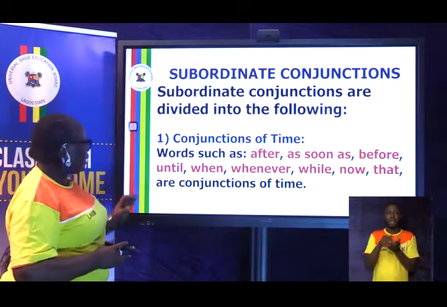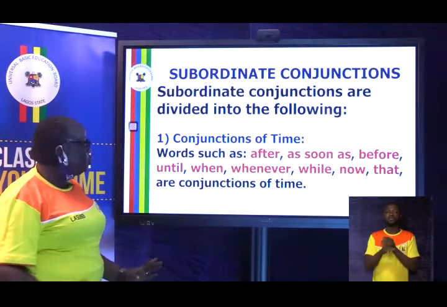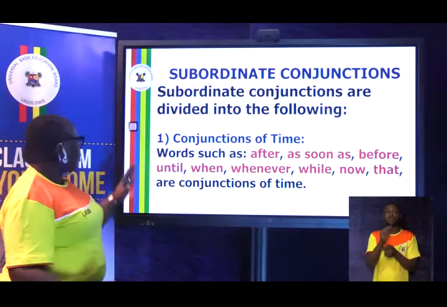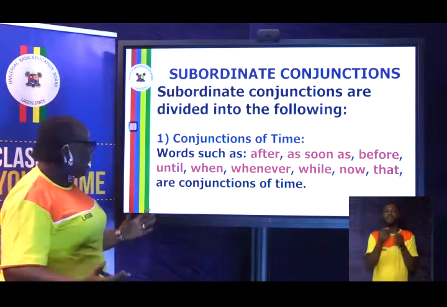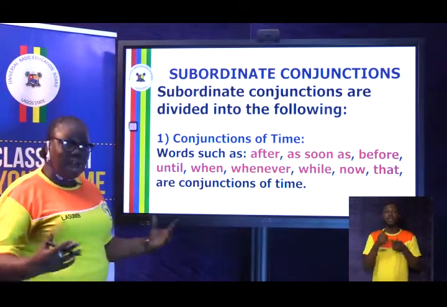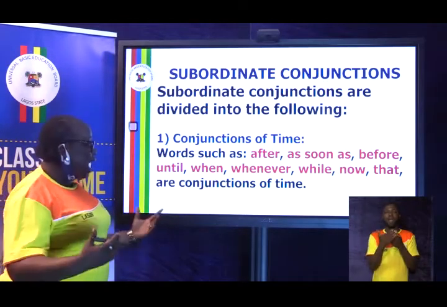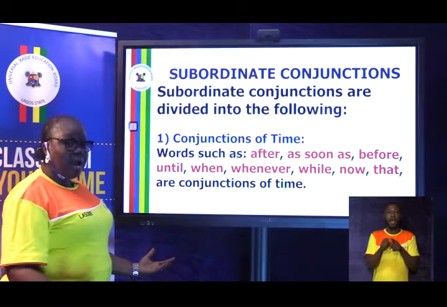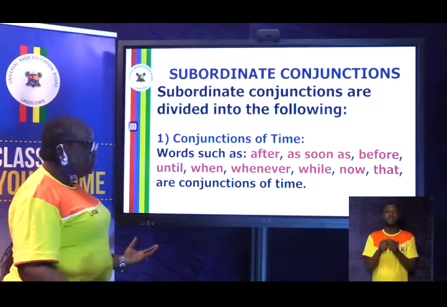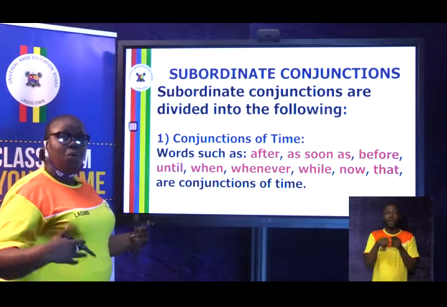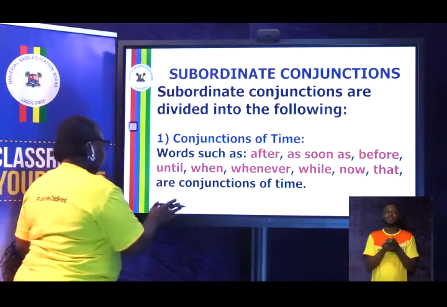Let me take this again. I said subordinate conjunctions are divided into groups. The first one is conjunction of time. And I gave you examples of words that have to do with timing. And those words are words like after, as soon as, before, until, when, whenever, while, now, and that.